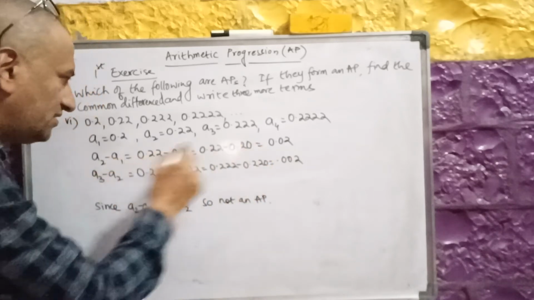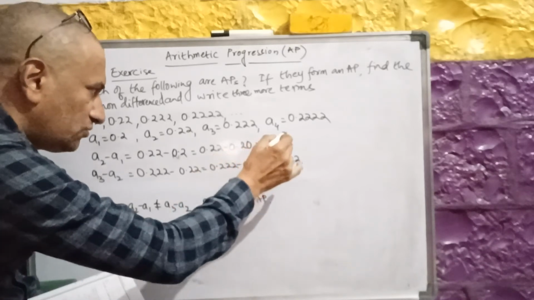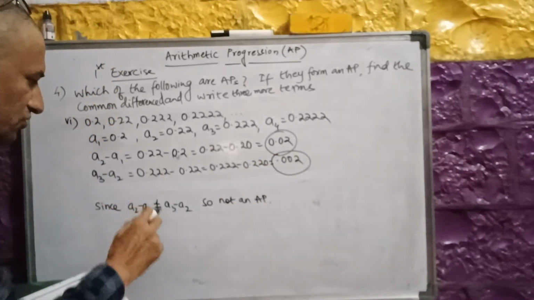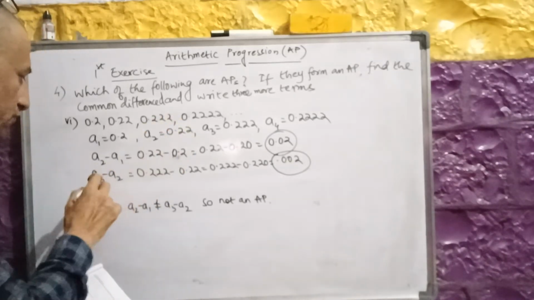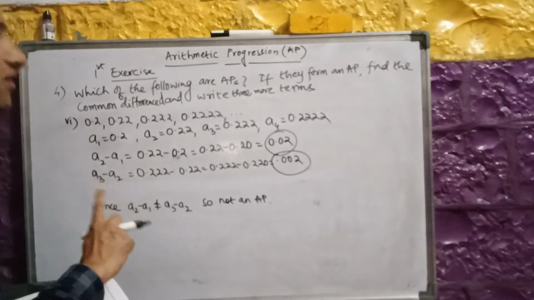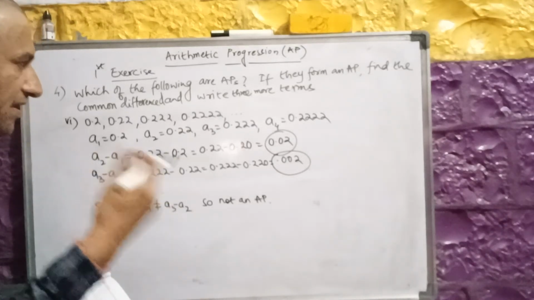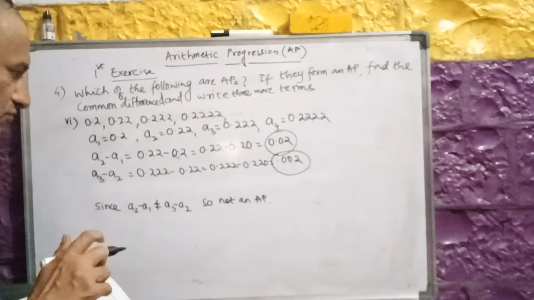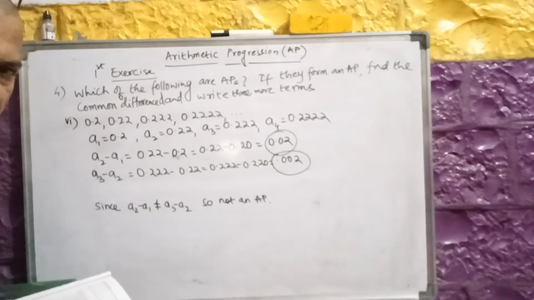So here a2 minus a1 is 0.02 and here it is 0.002. As you can see, 0.02 and 0.002 are not the same. So a2 minus a1 is not equal to a3 minus a2, hence it is not an AP. We don't need to find the difference between a4 and a3, since a2 minus a1 is already not equal to a3 minus a2. As soon as the difference between any two sets of consecutive terms is not the same, we don't need to check all the other consecutive terms. We can immediately say it is not an AP.